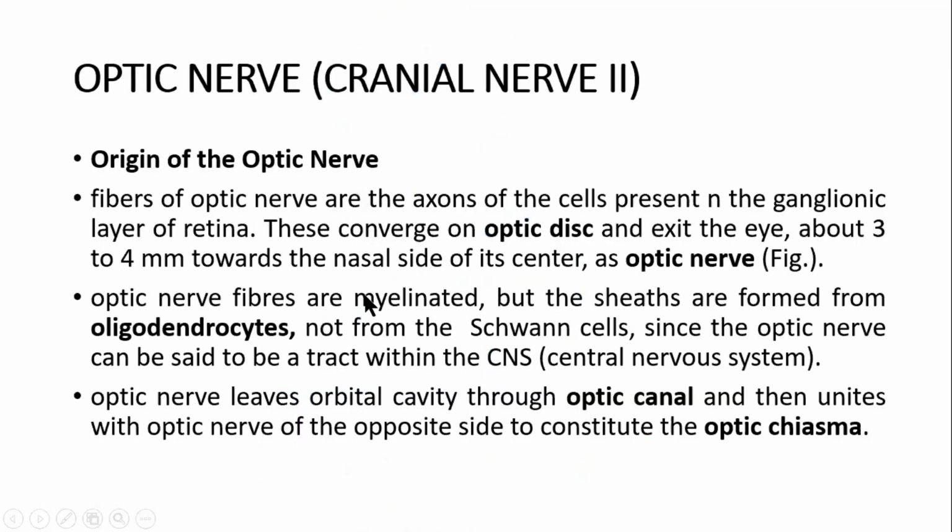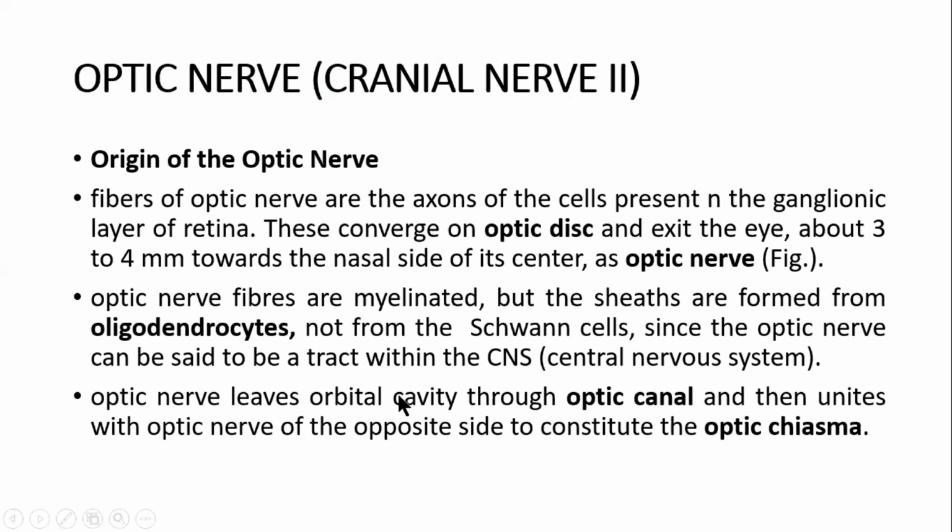Optic nerve fibers are myelinated, but the sheaths are formed from the oligodendrocytes, not from the Schwann cells, since the optic nerve can be said to be a tract within the CNS, central nervous system. It is quite obvious, while the oligodendrocytes form the myelin sheath around the CNS structures, the Schwann cells form it around the structures in the peripheral nervous system. So it is an extension of the diencephalon.